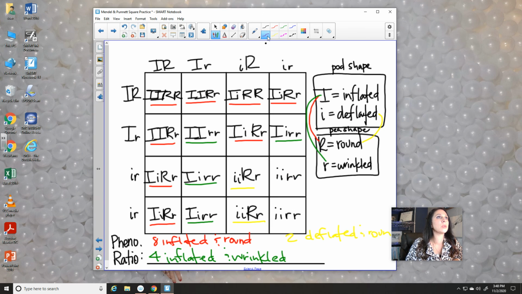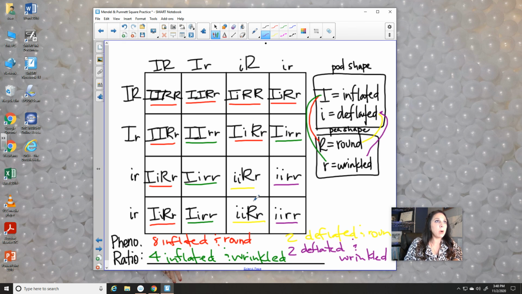And last, we want to find deflated and wrinkled. So all the letters have to be little. Well, we only have 2 left, and they are all small. So 2 that are deflated and wrinkled.